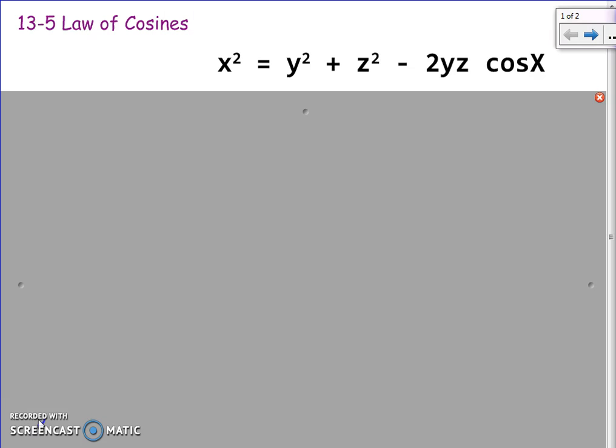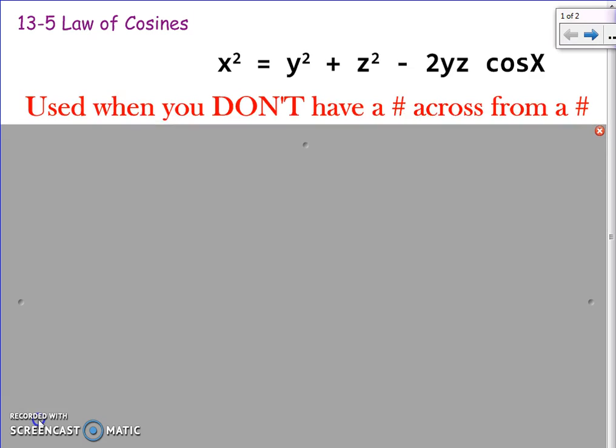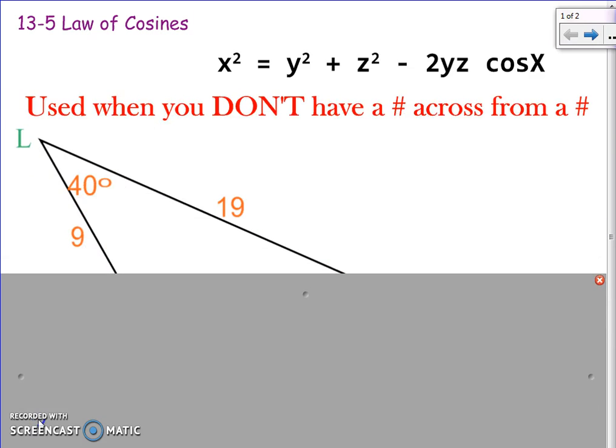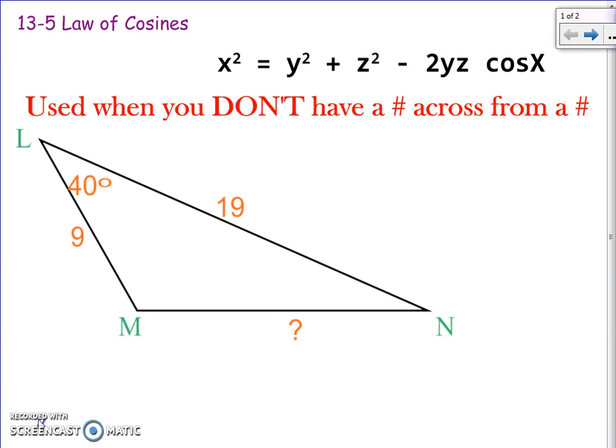What do I mean by a number across from a number? Well, like on the picture. Yes, the angle measure and then the side across from it. Now we use this when we don't have a number across from a number. So your pictures are going to look like this. You'll notice that we have a number right here, but we don't have the number that's across from it in this question mark. So we're going to use this formula up here.